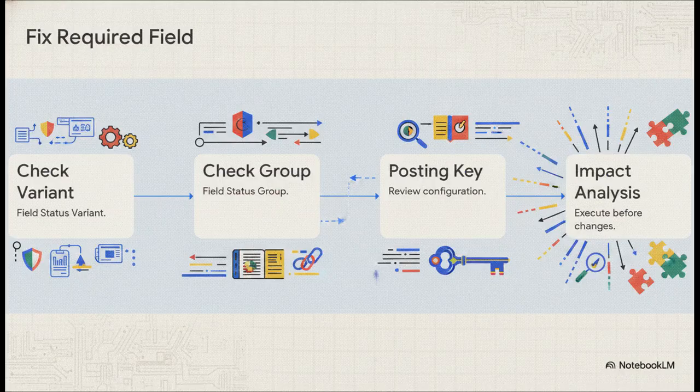Here is your battle plan. Step 1. Check the field status variant assigned to the company code. Step 2. Check the field status group assigned to that specific general ledger account. Step 3. Review the posting key configuration. Now, here is the ultimate consultant move for Step 4. If the business decides they don't actually need that business area field, do not just switch it from mandatory to optional blindly. You must execute a full impact analysis first to ensure you aren't completely breaking their internal reporting downstream.